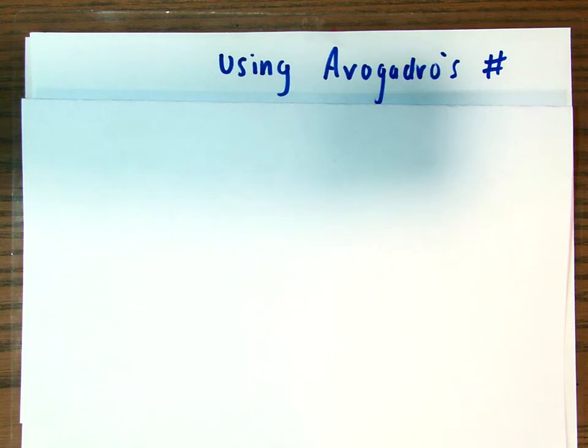Okay, so today we're going to go over how to use Avogadro's number. Remember, we brought up the concept of the mole, but we still haven't really used it besides finding molar mass. So first, the question we're going to try to answer is, when do we use Avogadro's number?